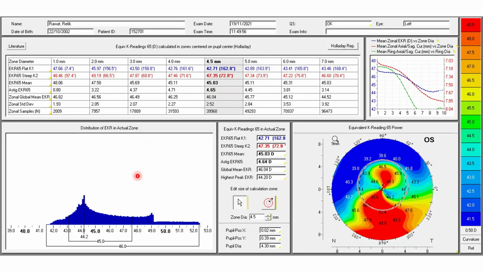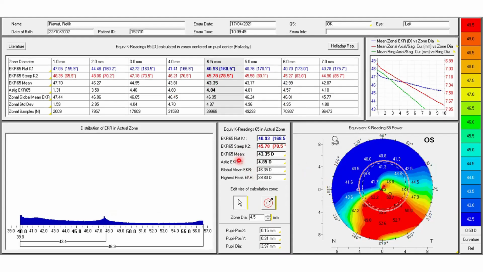Another interesting thing is that this patient has undergone topo guided PRK followed by a CXL. After that, we can see that the histogram has drastically changed, in which the huge discrepancy in the distribution of values has reduced to a large extent. Also, the corneal surface has regularized to an extent. Similarly, we can see that the EKR 65 mean, the global mean EKR and the peak EKR vary less than around 1 diopter, which is a good sign.